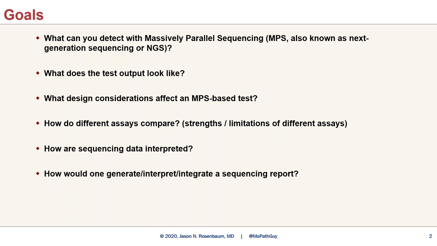We'd like you to understand some basic concepts of how the sequencing data are interpreted, what's the role of people in this system that does use a lot of computational tools. And at the end of the day, I'd like you to appreciate how you would go about either generating, interpreting, or integrating a sequencing report in your own practice.